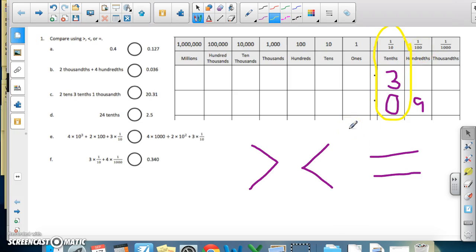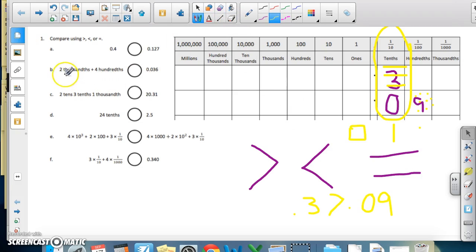If I think about our flats, the big squares, if I think about this being worth 1, this would be like a stick, and this would be like a cube. So if I think about making this number, this would be like 3 sticks, and this is 9 cubes. Yeah, I have more cubes, but the cubes aren't as big. So if I were to write this in a number sentence, it would be 0.3 is greater than 0.09. Okay, so that's one example of how this might work.